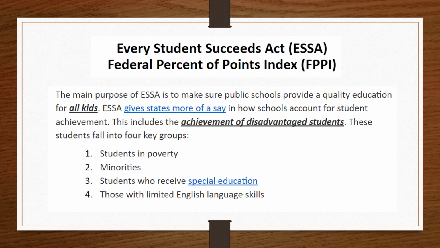The main purpose of ESA is to ensure public schools provide a quality education for all students. This includes closing the achievement gap for disadvantaged students. These students fall into four key groups: students in poverty, or economically disadvantaged students; minorities, or major racial and ethnic groups; students who receive special education, or SWD; and limited English learners, or ELL.